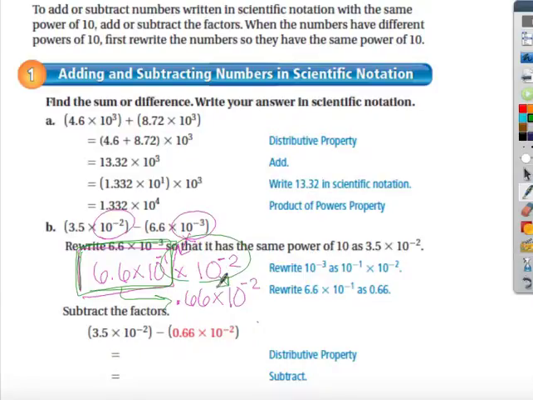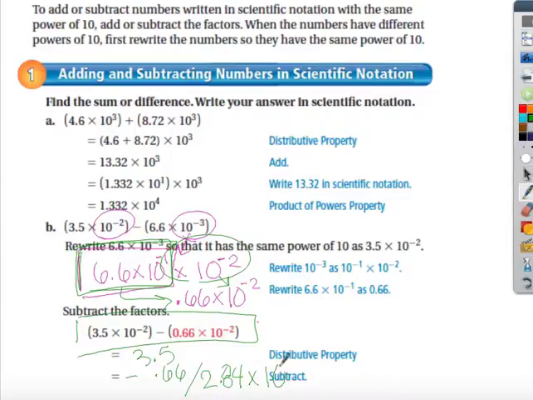So now we have two numbers written in scientific notation with the same power of 10. We can simply subtract the factors. So 3.5 minus 0.66, and that equals 2.84. And that's a good number. It is between 1 and 10, so we can go ahead and add our common power of 10. 2.84 times 10 to the negative 2 is your final answer.